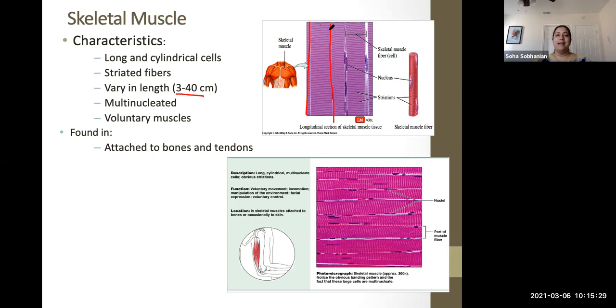And again, the movement is voluntary movement. We can control where that muscle goes. So yes, striation is present both in the skeletal muscle and the cardiac muscle. And smooth muscle lacks that characteristic.